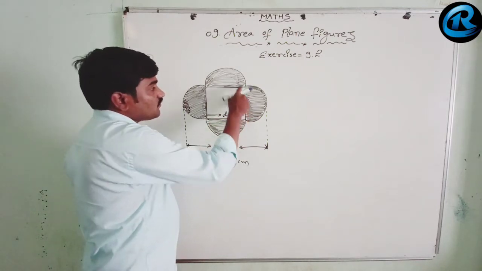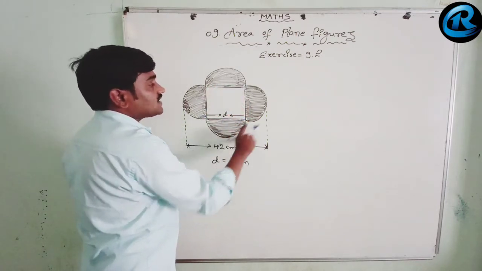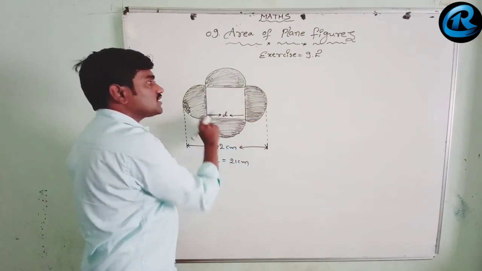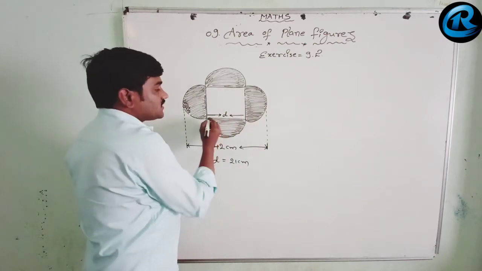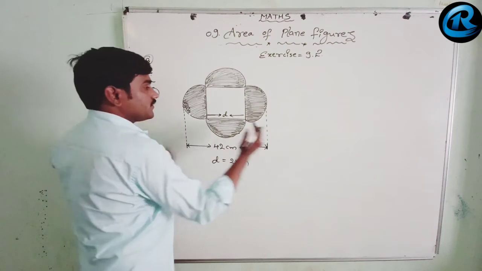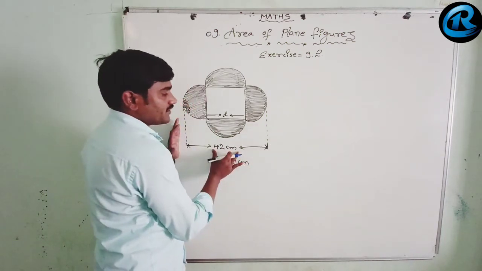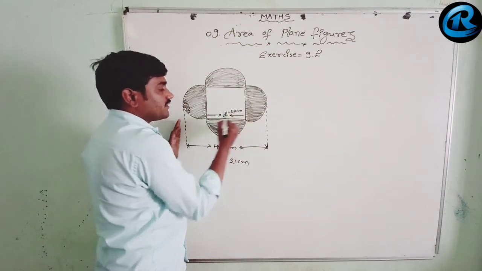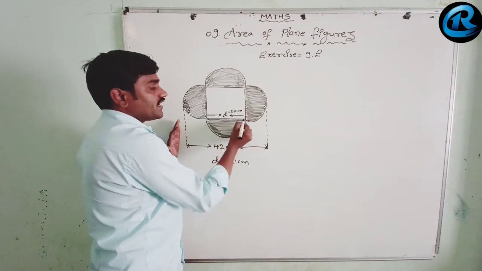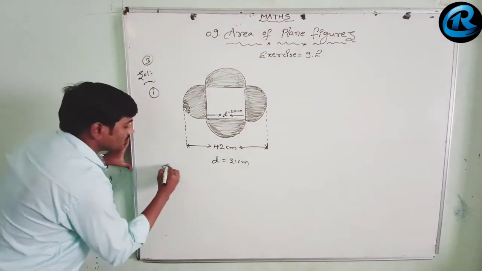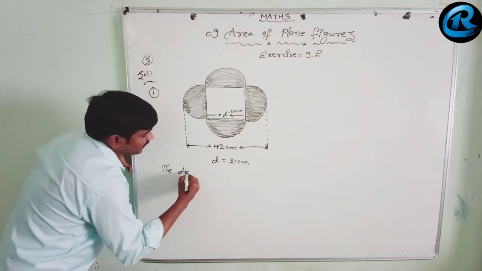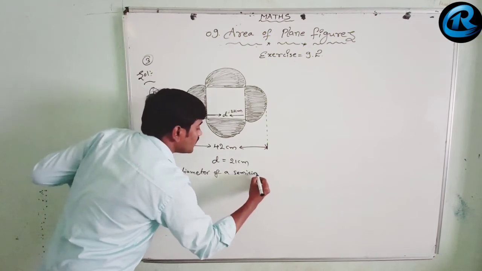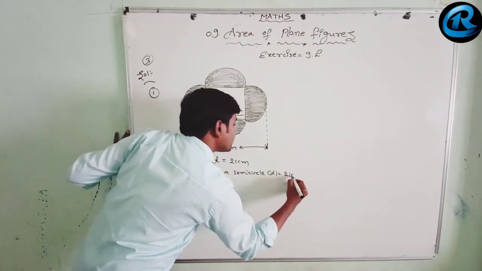So all these 4 semicircles are on the sides of the square. We have to find out the area of these 4 semicircles. From here to here the complete length is 42 centimeter. Then the side of the square is 21 centimeter. The side of the square is equal to the diameter of a semicircle. The diameter of a semicircle d equals 21 centimeter.